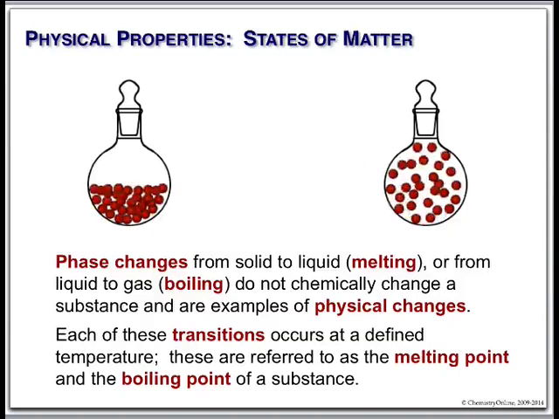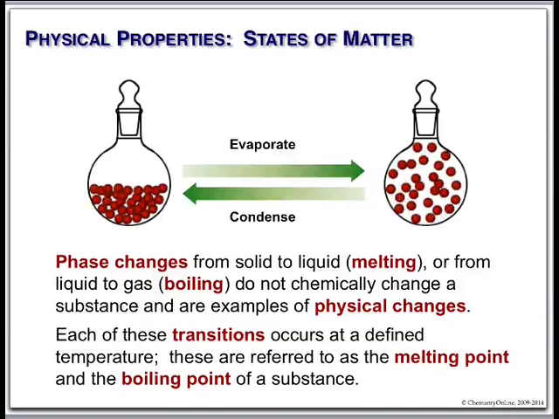Each of these transitions, the melting, the boiling, are associated with a unique temperature for a given substance. That's referred to as the melting point and the boiling point. And that's one of the physical properties of a substance. Where does it melt? Where does it boil?